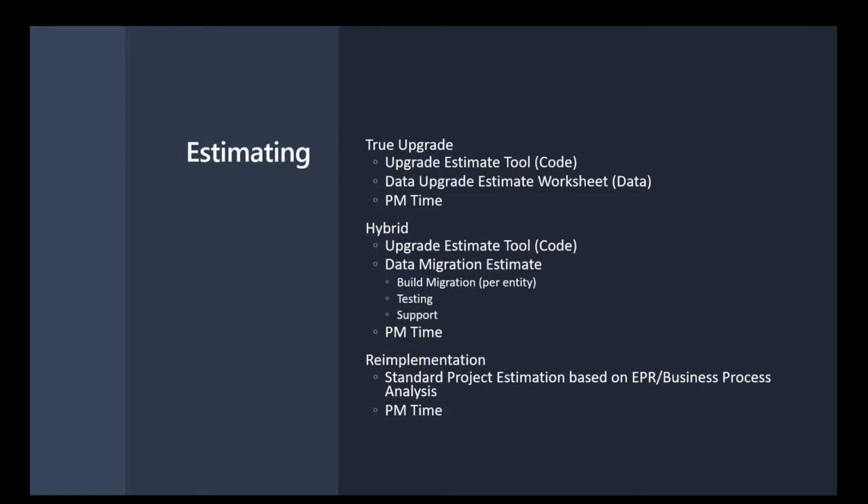And then finally, with the re-implementation, what we're really recommending to our clients is what we call a standard project estimation. That's based off of what we call an EPR, which is an enterprise process review. We've gone through the top layer to identify whether we're going to go through a true upgrade or a hybrid, or if you're on a prior version, for example. And what we need to do now for the re-implementation portion is identify the work effort by business process and identify those business processes' inputs and outputs that are related to it.